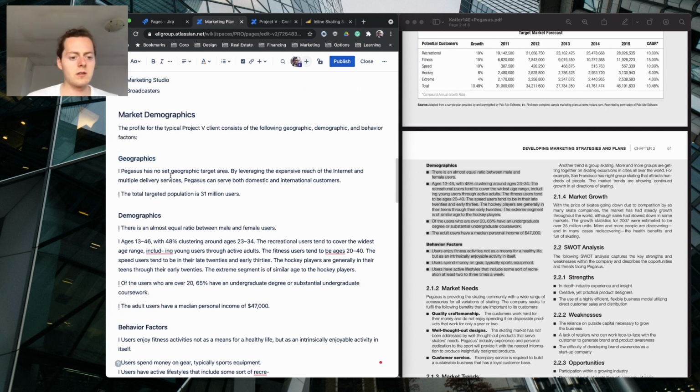So that's the Pegasus. Project V has no specific geographic target area. By leveraging the expansive reach of the internet and multiple delivery services, Pegasus can serve both domestic and international customers. Well, the targeted population is, so this one is a bit tricky because I need to calculate that one.